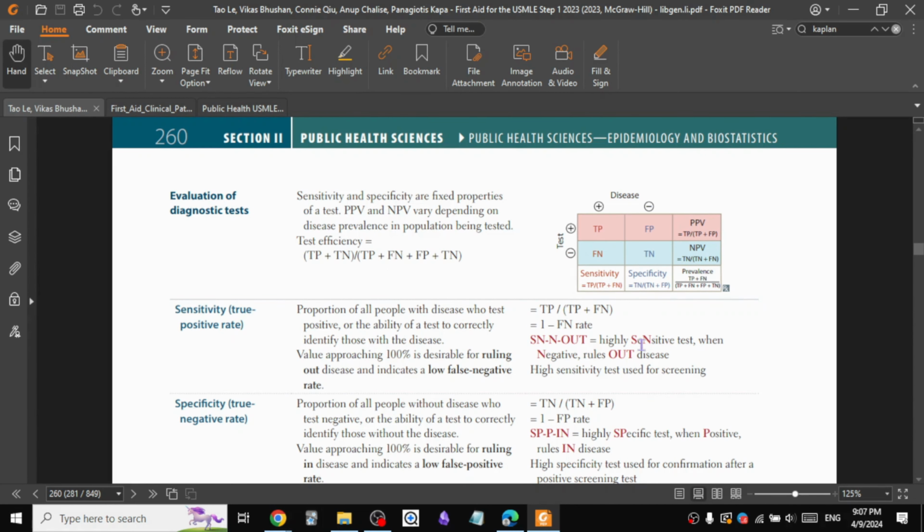If a test is highly sensitive and it tells you that you don't have the disease, well, you obviously don't, right? Because what are we looking at? We're looking through the positive lens, right? And if a highly sensitive test tells you you don't have the disease, well, you probably don't. That's a good thing. Okay.